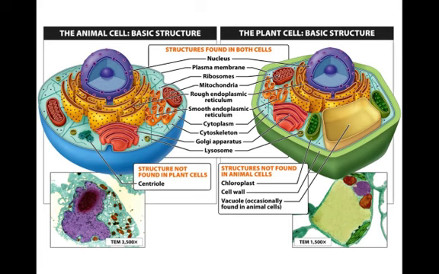Also, the cell wall is something we find only in plant cells, not in animal cells. We've already mentioned that. It gives structure to the plant cell, whereas in animal cells we do not have that kind of structure from the cell wall. It also protects the cell.